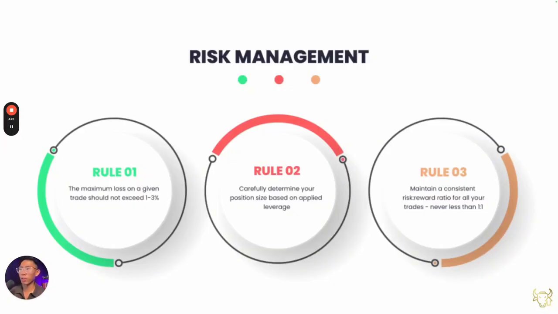Rule number 2 is to carefully determine your position size based on applied leverage. The second rule of risk management is that you need to make sure that when you are trading, you are using the correct position size. And this depends on your account size, your risk tolerance, your risk per trade, your stop loss distance. All these things determine how wide or how tight your stop loss is. Ideally, we want a tight stop loss, but that cannot always be the case because sometimes we might enter the trade a little bit too late.